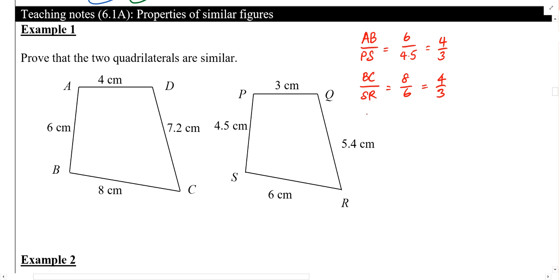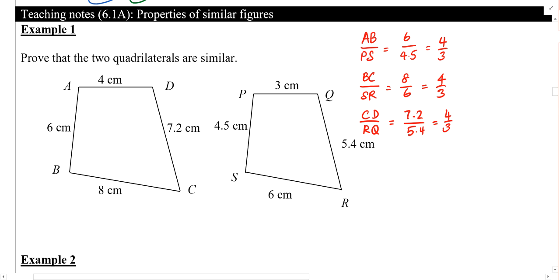Next, I suppose you want CD divided by RQ. 7.2 divided by 5.4. Can you do it mentally? Not so easy, right? But what are we hoping to be the answer? 4 over 3 also. Okay. So 7.2 divided by 5.4 is 4 over 3. Yeah, we are right.